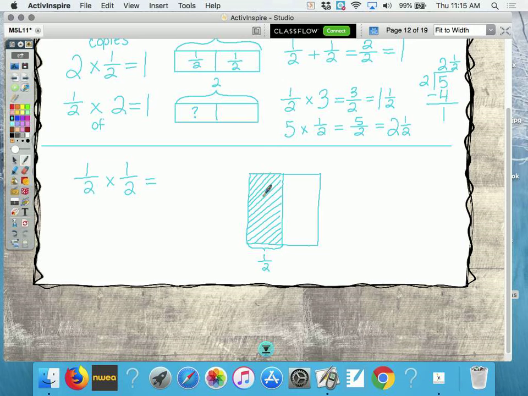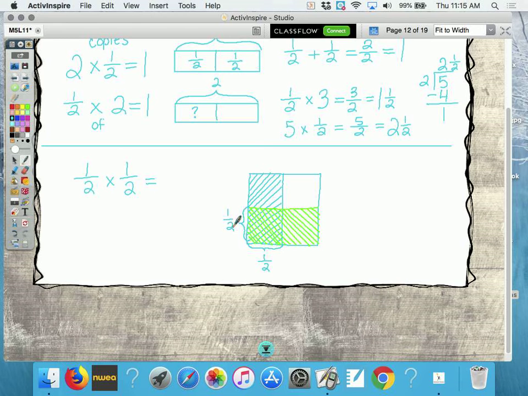I illustrated it. Now I'm going to change the color of my pen. And I'm going to show 1 half going horizontally. On this one, watch how I shade it. I'm going to go the opposite direction with my lines. And I'm doing that for a reason. So go the opposite direction with your lines. All right, and this one's going to be 1 half also.